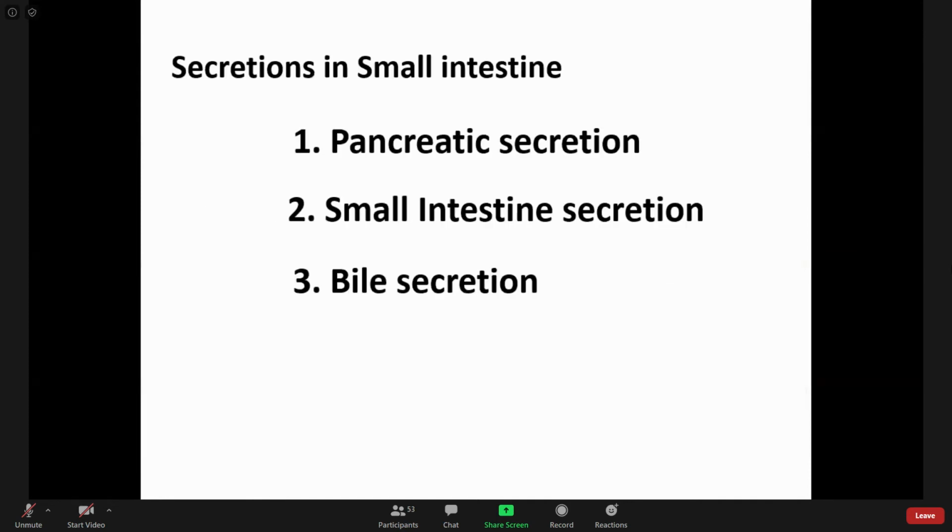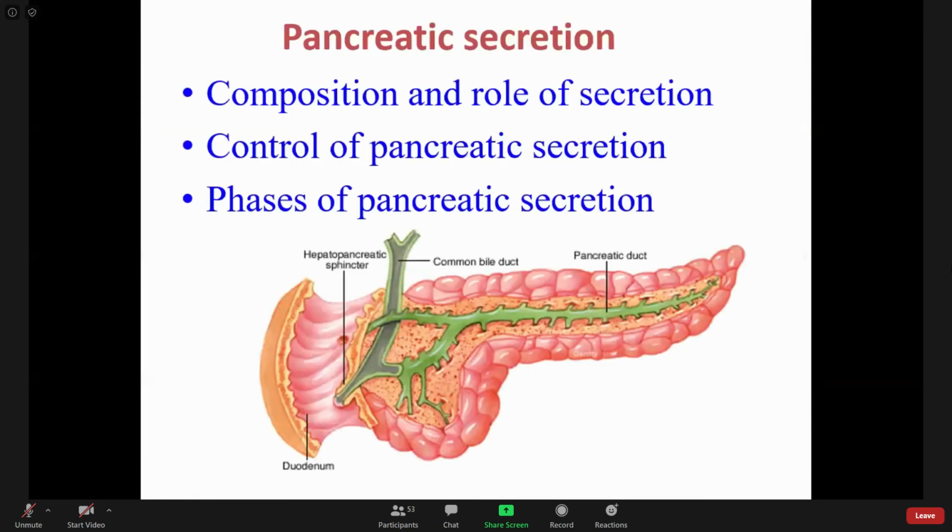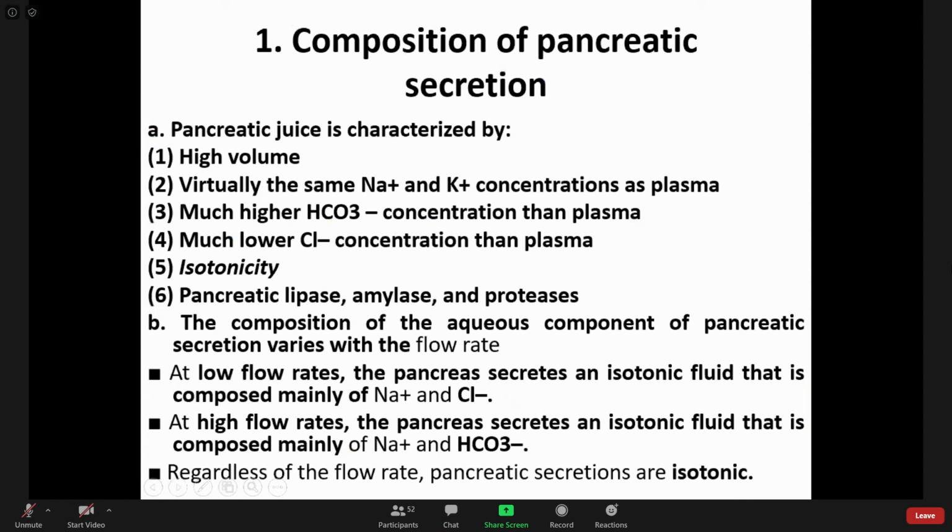Secretions in the small intestine are pancreatic secretion, bile, and small intestine secretion. First, let's deal with the pancreatic secretion. We have to know about the composition and role of secretion, control of pancreatic secretion, and phases of pancreatic secretion. First, the composition of the pancreatic secretion.